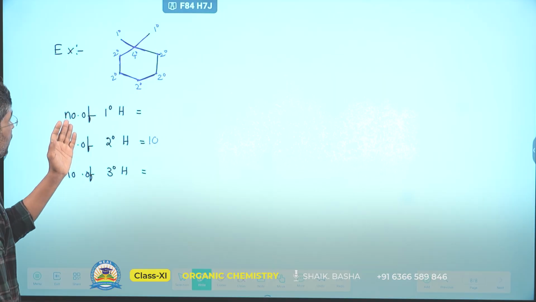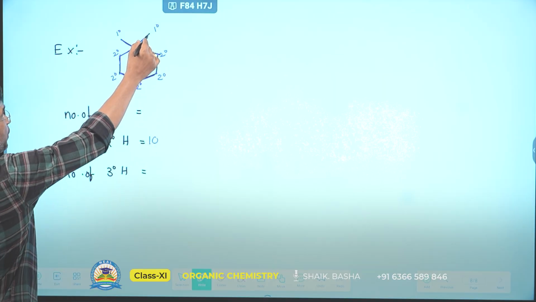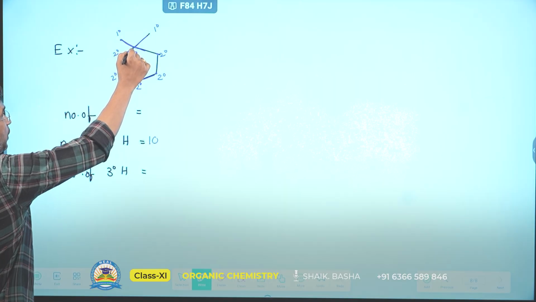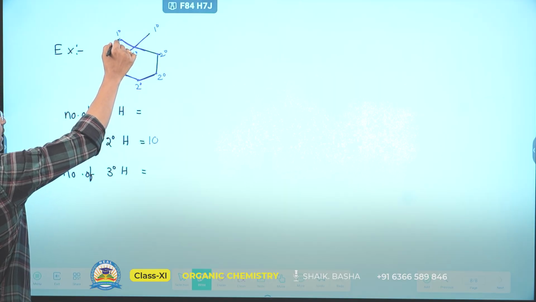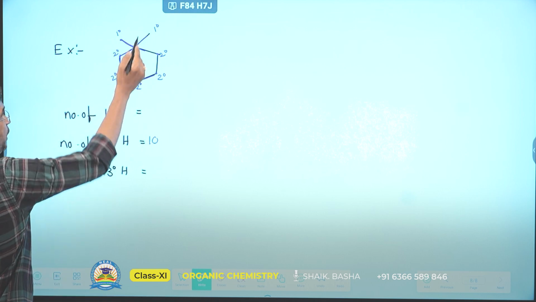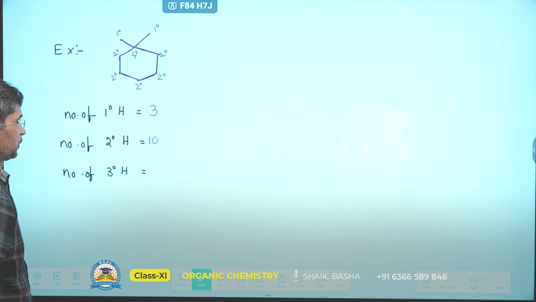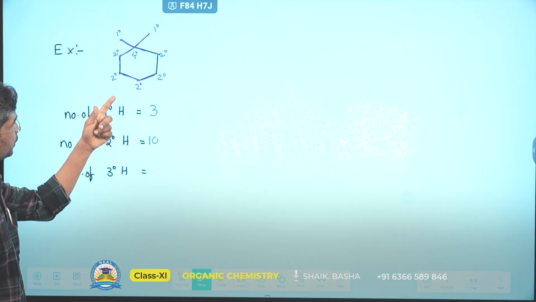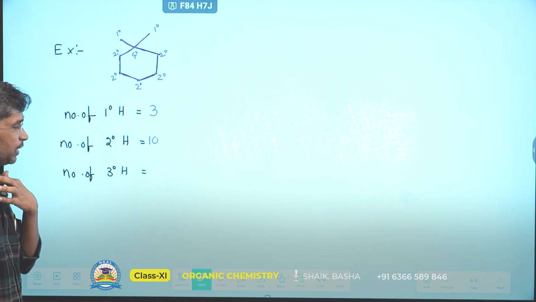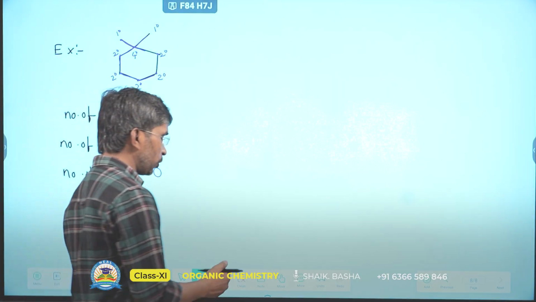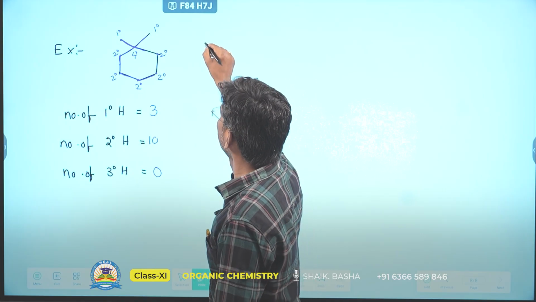Then what about the number of primary hydrogens? Primary carbons are 2. This carbon is attached to only one carbon. Remaining 3 bonds are required. Those 3 bonds are with whom? Hydrogen. So 3 hydrogens are there. Here also 3 hydrogens are there. Number of tertiary hydrogens. Is there any tertiary hydrogen? Tertiary carbon itself is not there. Obviously tertiary hydrogens are not there. 0. Then we'll discuss one more example. Then we'll stop this topic.